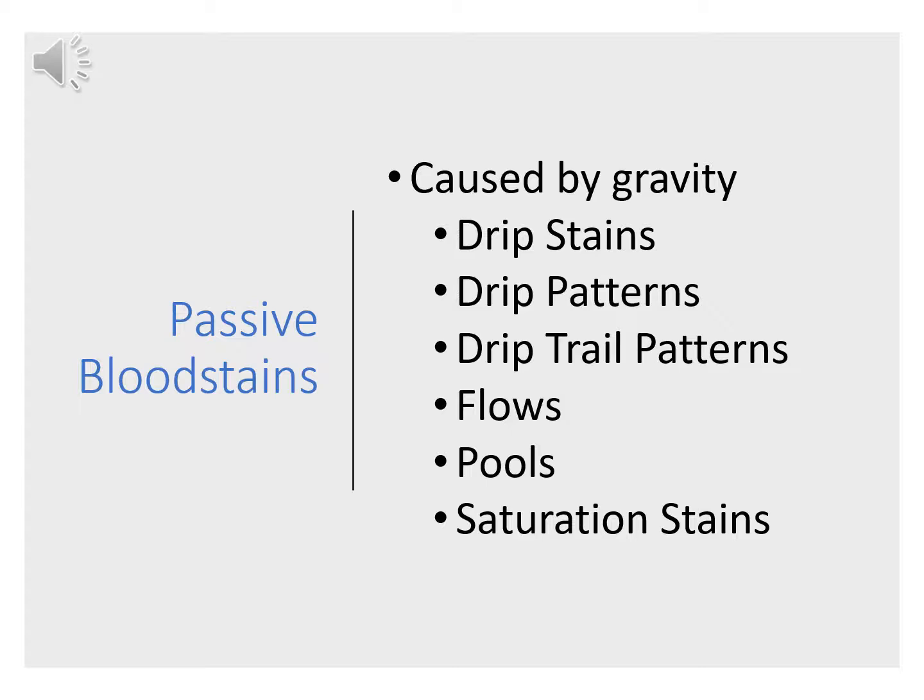If there's a significant hole, particularly say an artery or something is severed, we could have a flow. If there's again a non-porous surface, you're likely to get pooling of the blood. If it's a porous surface, you're more likely to see a saturation stain. Again, that's just the large amounts of blood will interact differently with a non-porous surface to form a pool versus a porous surface where they can soak in and form a saturation type stain. So hopefully that's a little better understanding of that first type, the passive blood stain.